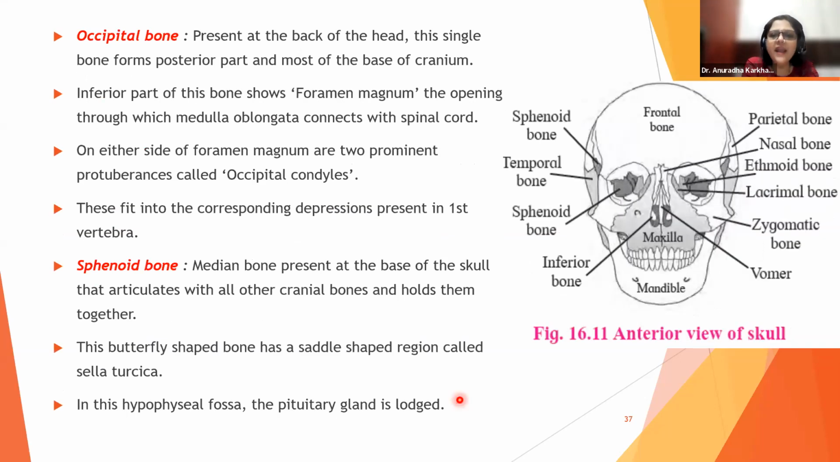Present at the back of the head, this single bone forms the posterior part of most of the base of the cranium. The inferior part of this bone shows the foramen magnum. Important word, important word. The opening through which the medulla oblongata connects with the spinal cord. So this is going to be your occipital bone.